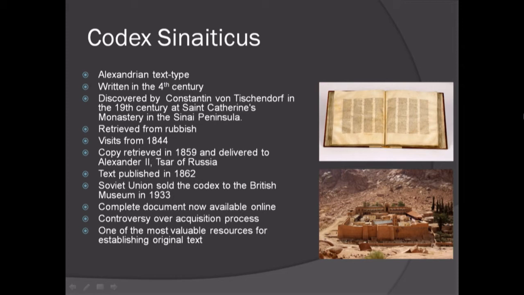Tischendorf had several visits from 1844. He retrieved the copy in 1859 and delivered it to Alexander II, who was Tsar of Russia, and the text was published in 1862. Of course, Russia fell to the communists. The Soviet Union sold the codex to the British Museum in 1933, and the complete document is now available online. There was controversy over the acquisition process, but it is one of the most valuable resources for establishing the original text.